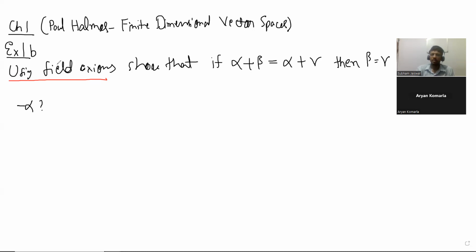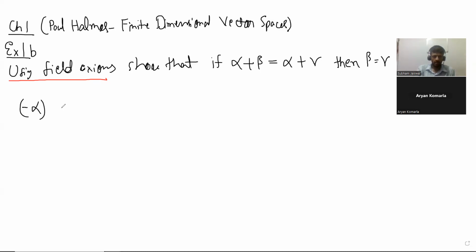So, sir, in the field axioms, minus alpha is defined as the unique scalar such that alpha, when added to minus alpha, gives zero. That's how they've defined it. But alpha is not a scalar. Sorry, sir, it is a scalar. They're calling the elements of the field scalars. Okay, so that's fine.